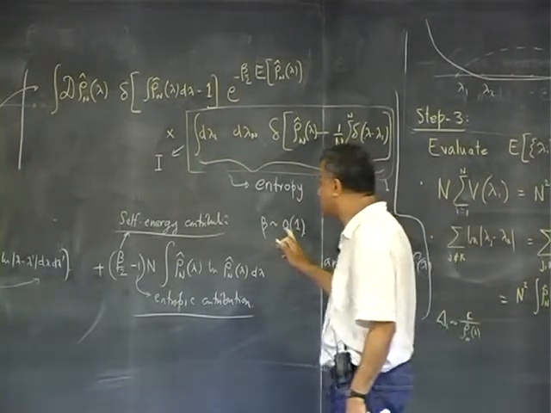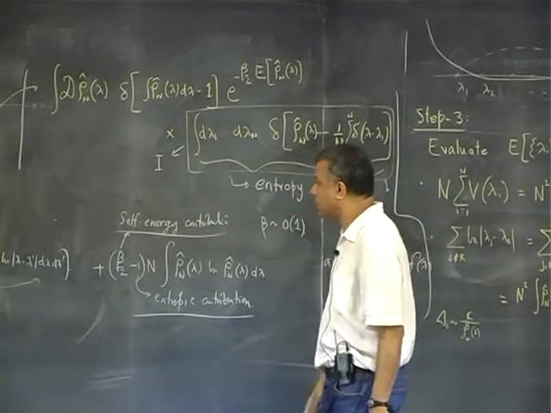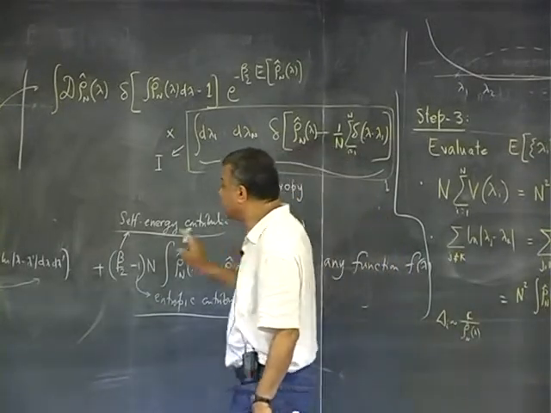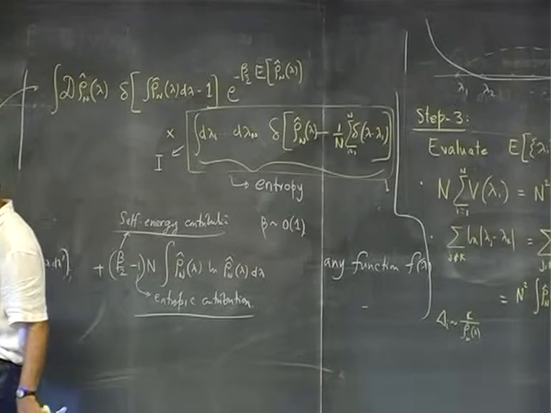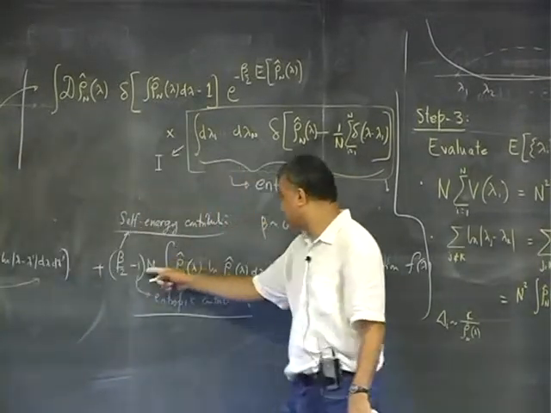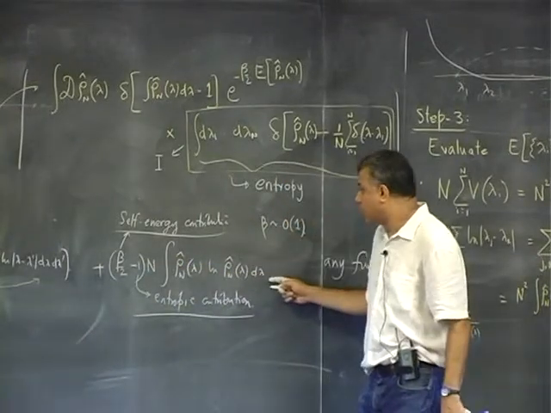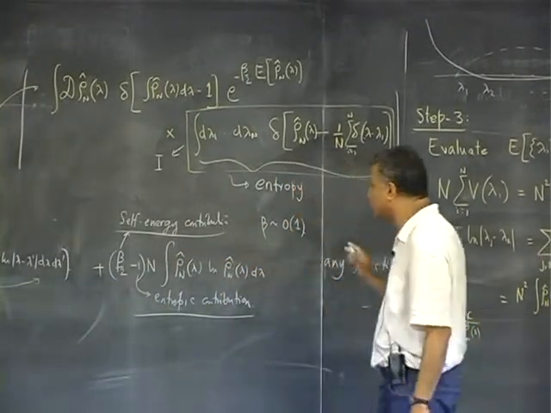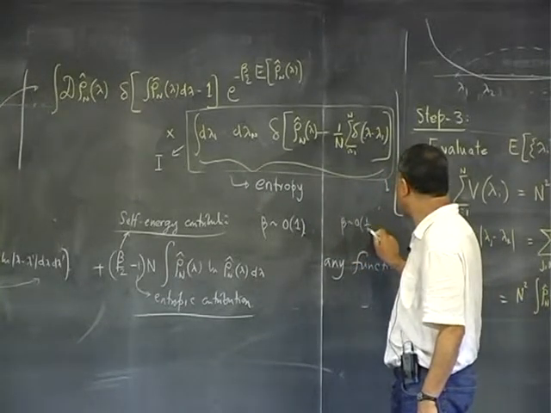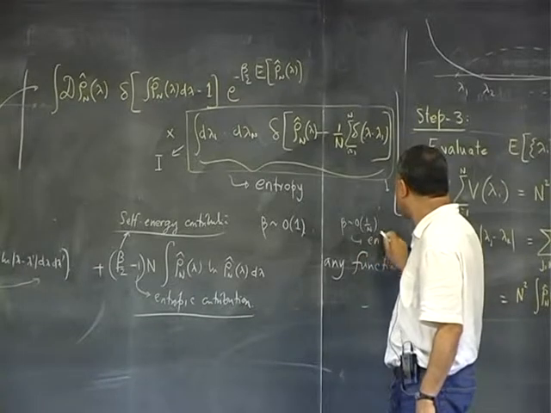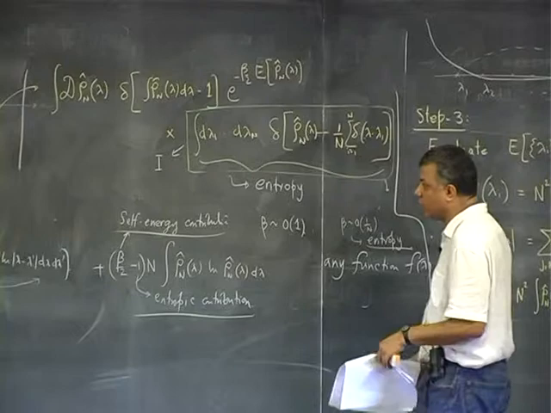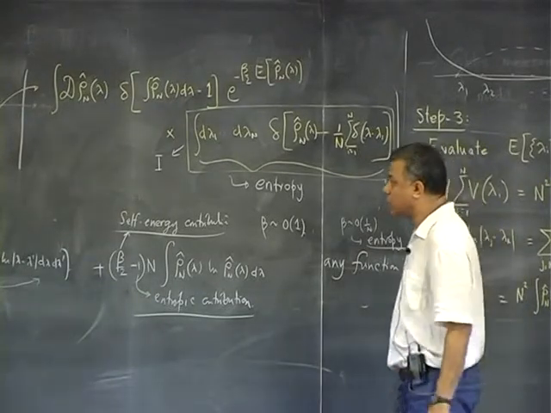See, if the beta becomes order 1 over n, which happens in some problems, but I'll not spend on that, then it can be comparable, because if beta is of order 1 over n, this term becomes order n, and there's a term here which is of order n. So the entropic contribution matters when beta is of order 1 over n. Okay? So here you cannot throw away the entropy term. So you always have to be careful when one throws away the entropy term, just to be sure that it works.